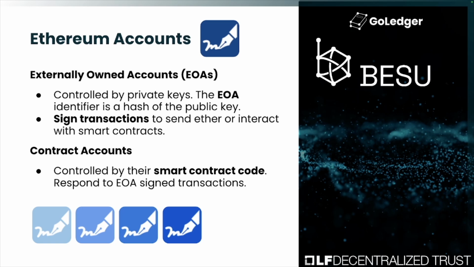Unlike EOAs, they don't have private keys. Instead, they respond to transactions sent and signed by EOAs. Basically, EOAs initiate actions, while contract accounts execute the logic programmed in them. This dynamic interaction forms the backbone of Ethereum's smart contract functionality.